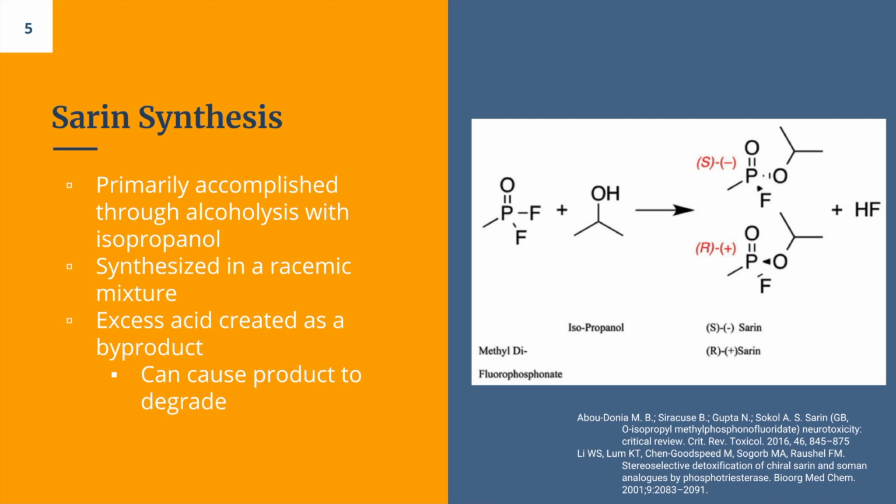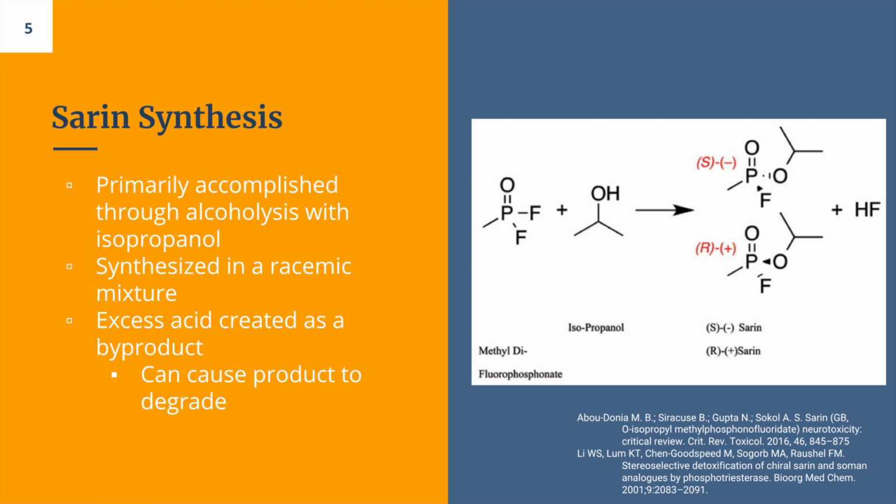Synthesis of sarin is achieved by alcoholysis with isopropyl alcohol. The most common synthetic pathway is a reaction of isopropyl alcohol with methylphosphonyl difluoride, seen on the right. Sarin has a single chiral center at the phosphorus atom, and this synthesis produces a racemic mixture. While the S enantiomer is about 10 times more toxic due to a greater binding affinity for acetylcholinesterase, the racemic mixture is generally used when sarin is deployed.